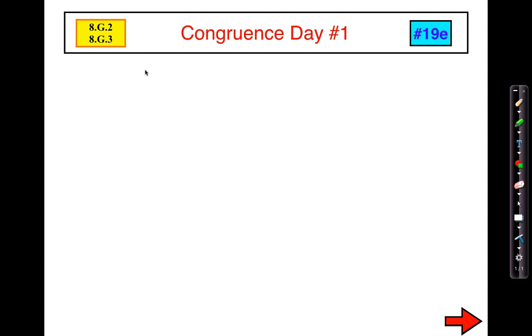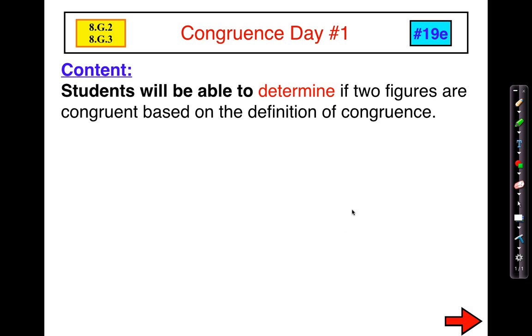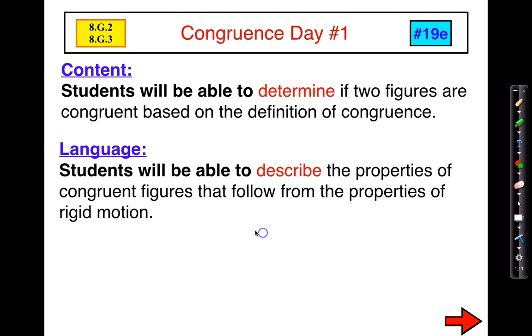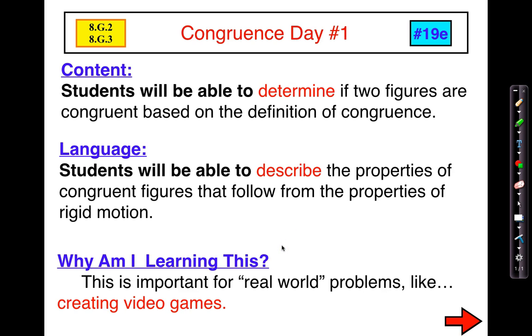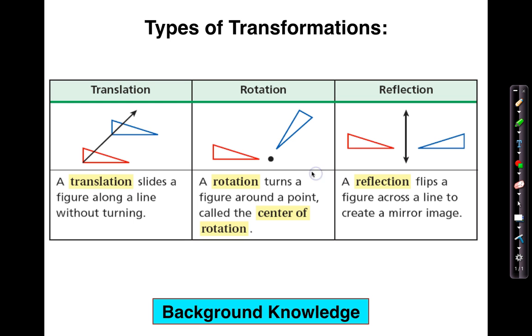Welcome back. Today we're going to be working on Congruence day number 1. Our content objective is students will be able to determine if two figures are congruent based on the definition of congruence. Language objective is students will be able to describe the properties of congruent figures that follow from the properties of rigid motion. Why am I learning this? Well, it's important for real world problems like creating video games.